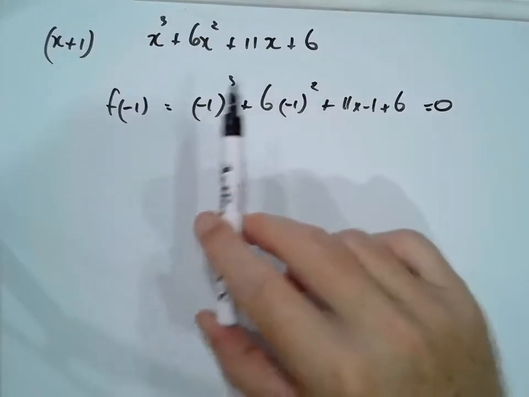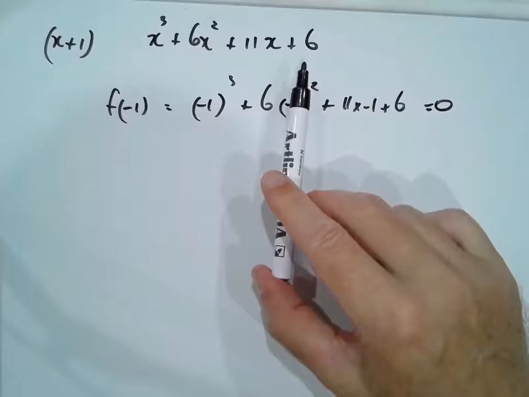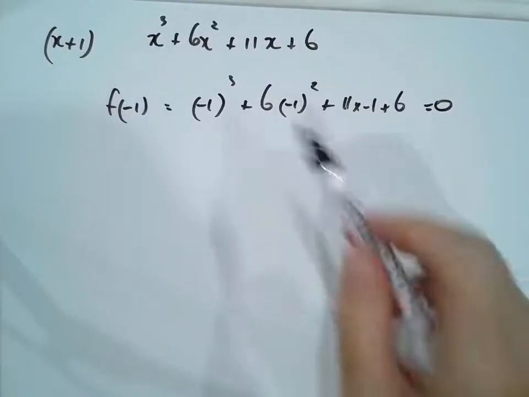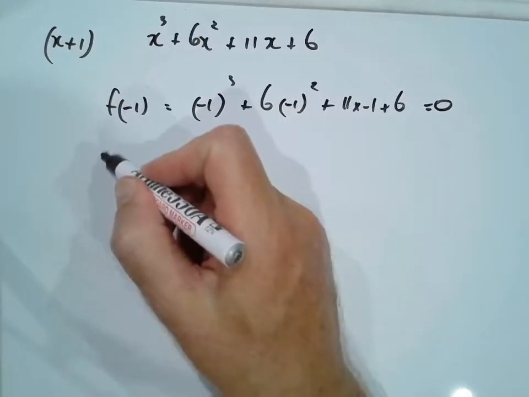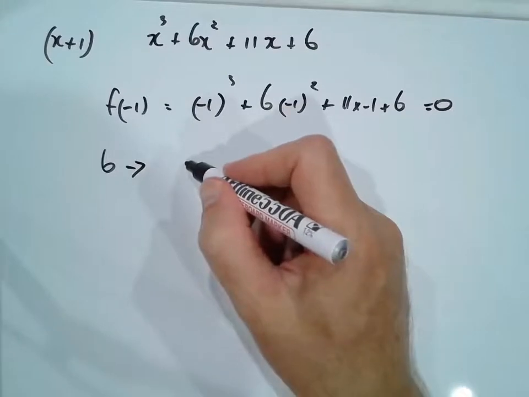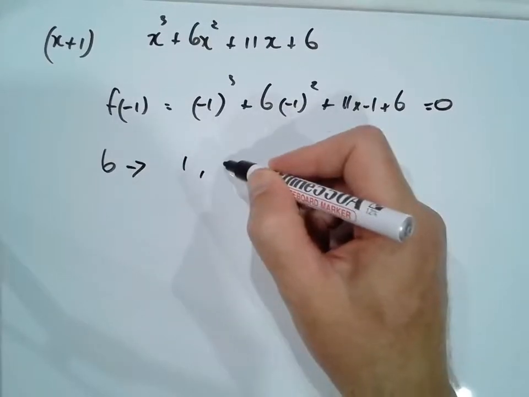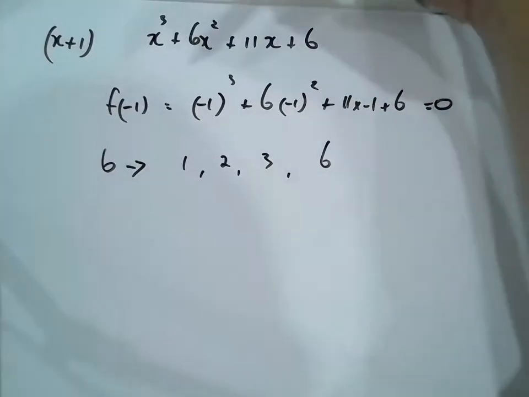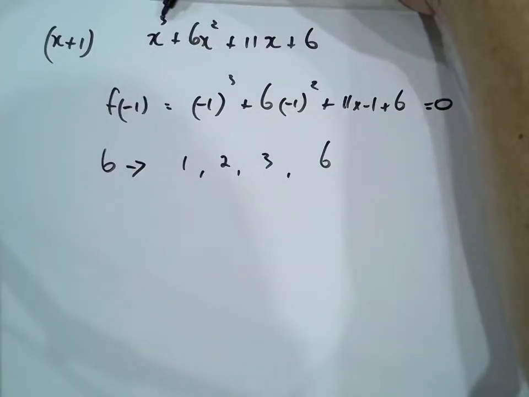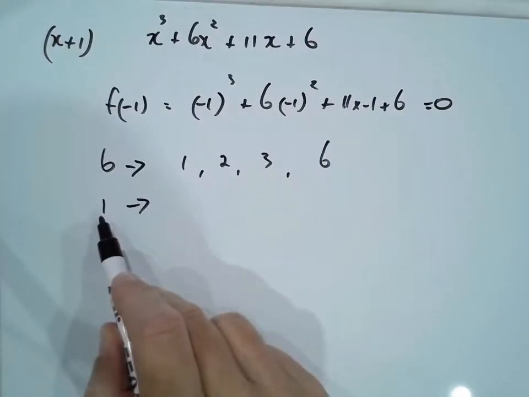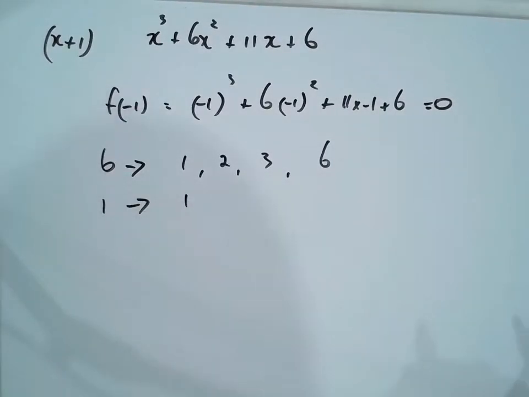Guess and check is probably not the best answer because there's lots of numbers to guess and check with. It's not perfect, but this is the way to narrow your guess and check. So we get our polynomial there, and we get our constant. And we think of all the factors of that constant. So with 6, it'll be 1, 2, 3, and 6, won't it? Then we get the coefficient of the x cubed term, which is 1, and we think of all the factors of 1. Well, that's hard.